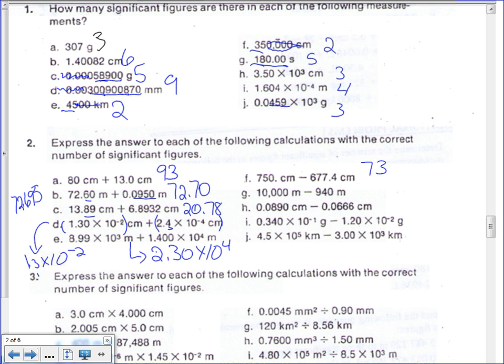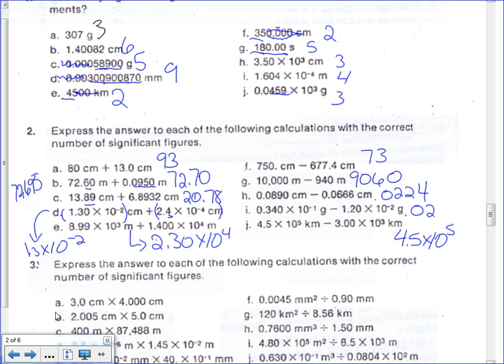So F is 73. G should be 9,060. H should be 0.0224. I should be 0.02. J is 4.5 times 10 to the 5th. If you can't get these answers or you're having problems with these, please see me sometime during class.